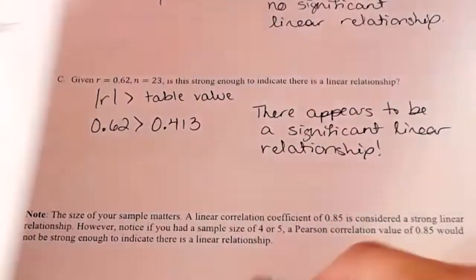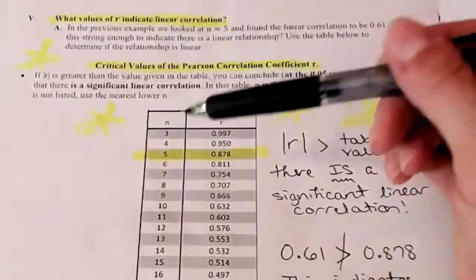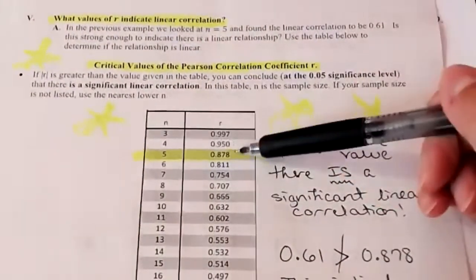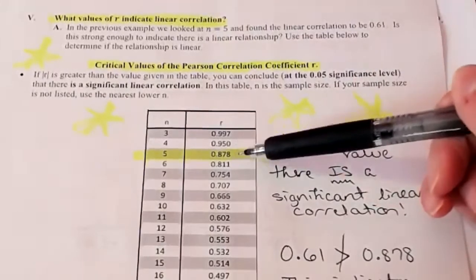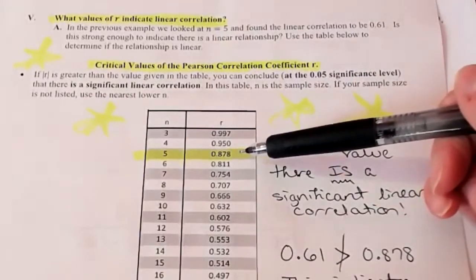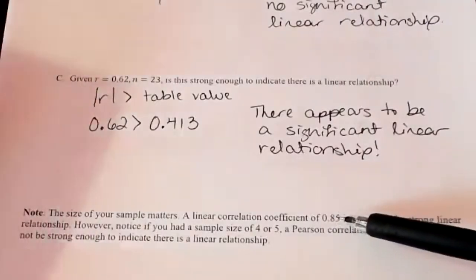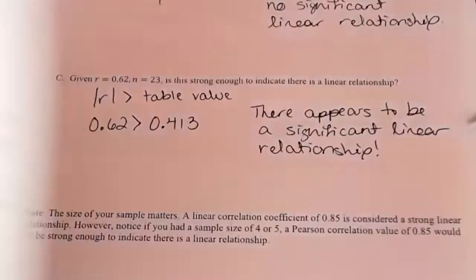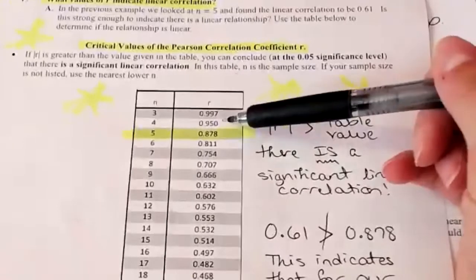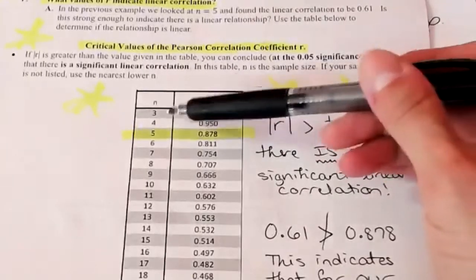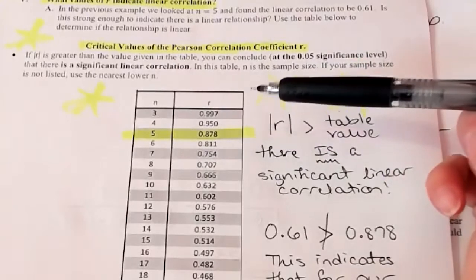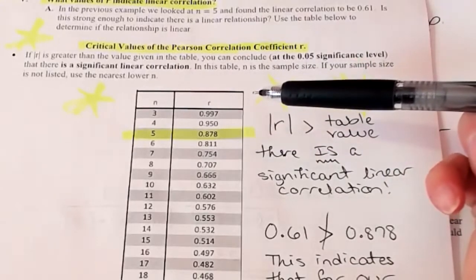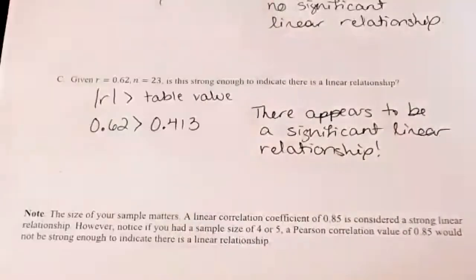However, look at the table. If we had a sample size of 4 or 5, look at the critical values. It's actually not strong enough. That 0.85 correlation coefficient that we calculated is not greater than the ones in the table value if your sample size was 4 or 5. So it's actually not strong enough to indicate that there is a significant linear correlation. Pretty crazy, right? So keep that in mind.